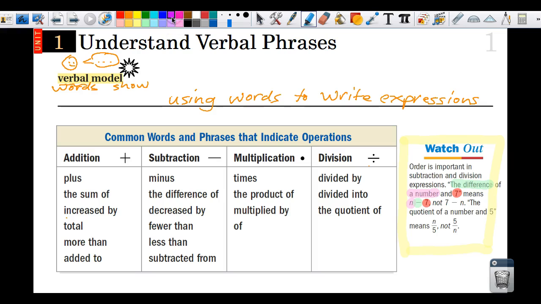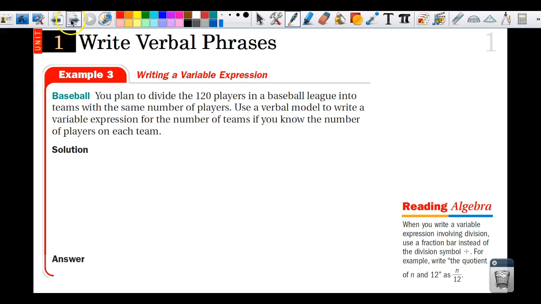Because if you think about it, if I did 5 minus 2, that's 3. But 2 minus 5 is a negative 3. I get different answers if I have it in a different order. So that's important to pay attention to.